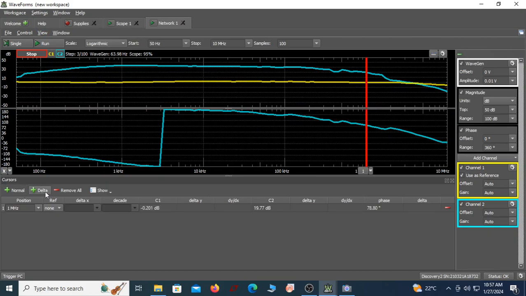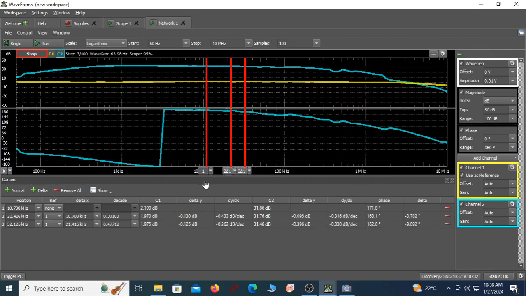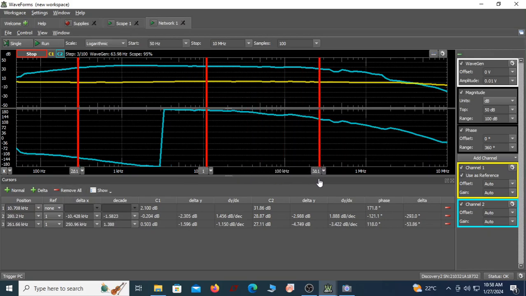I'll take one normal, two delta. One normal I'll keep at the midband, and the other one I'll keep such that this delta becomes -3. You can see now this is close to -3 somewhere here. I'm adjusting this. I'm very close to -3. Fine. And you move this also such that it is -3 on the other side. Just look at this delta y. Okay, this is very close to -3.